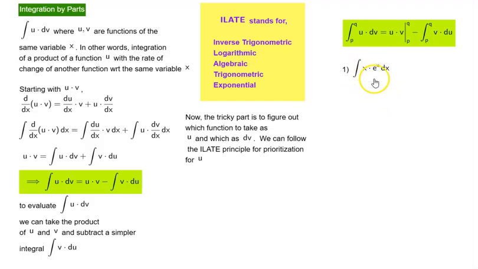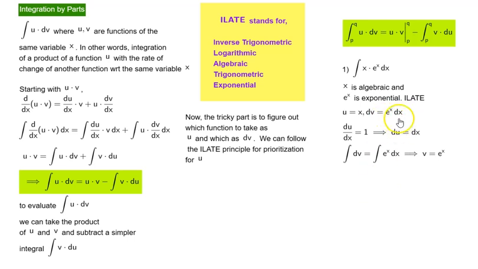Let's look at an example. So we have the integral of x times e to the power of x dx. So here x is algebraic and e to the power of x is exponential. So using the ILATE principle, we notice that x has a higher priority than exponential. So u will be x. So u is equal to x and dv is equal to e to the power of x dx. So now we differentiate u is equal to x. We get du by dx equal to 1, which implies du is equal to dx.